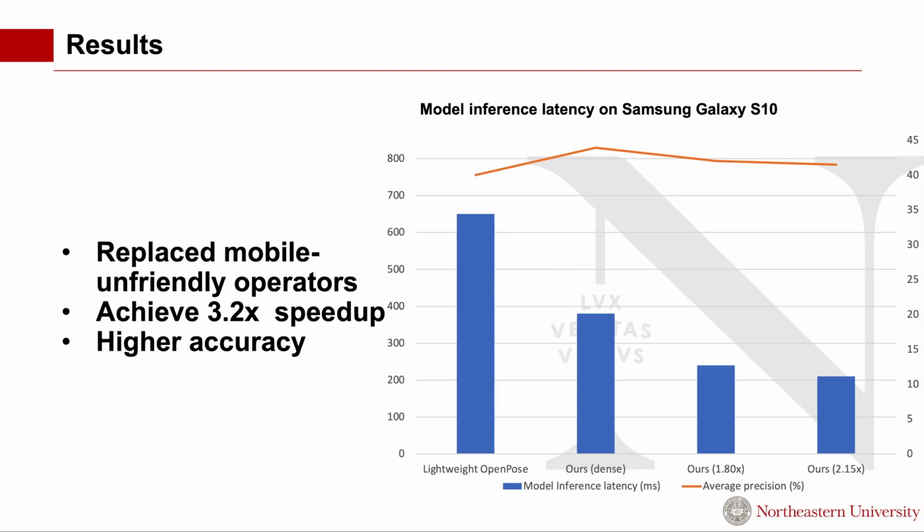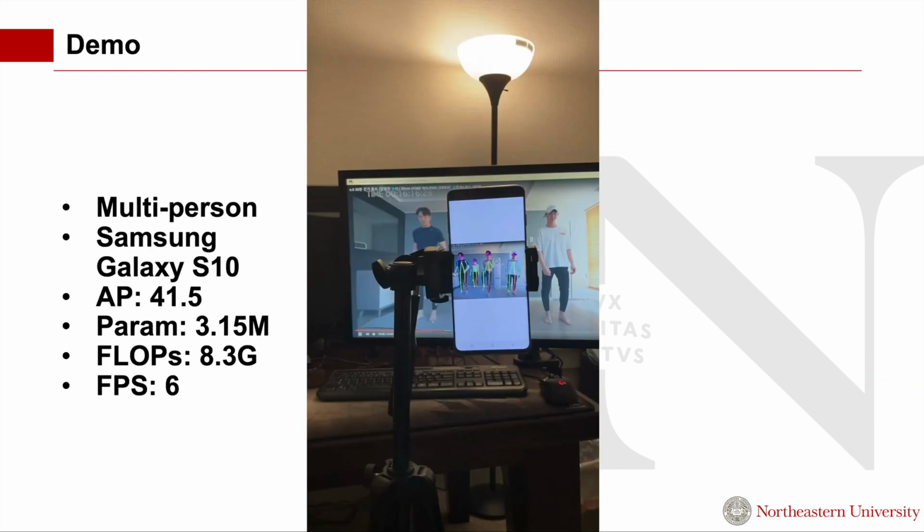After we replace the mobile-unfriendly operators, we test the inference latency on the Samsung Galaxy S10. We achieve more than 3 times speedup over the lightweight OpenPose and get higher accuracy. Here is a demo video.